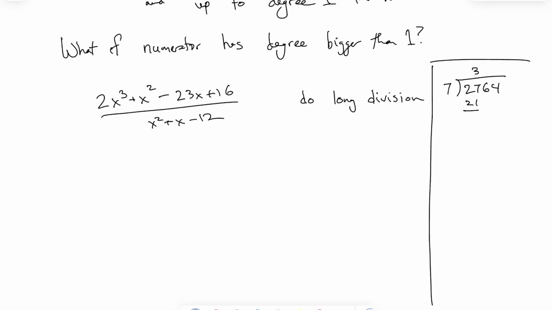Then we subtract. I hope you remember this from 4th grade or whenever you learned this. 27 minus 21 is 6, right? Then I check, is the 6 less than the 7? Yes, it is. If it's not, then you didn't do it right. Then you bring down the next digit, which is a 6, and I repeat the process. So now I try to go 7 into 66. I believe that's 9. 9 times 7 is 63, so I put that here.